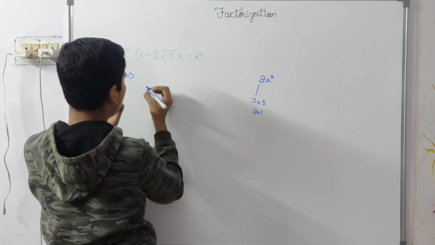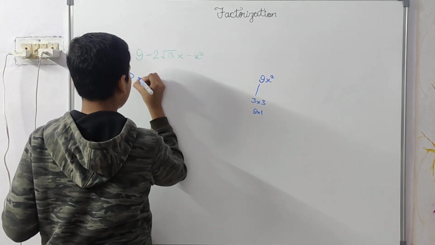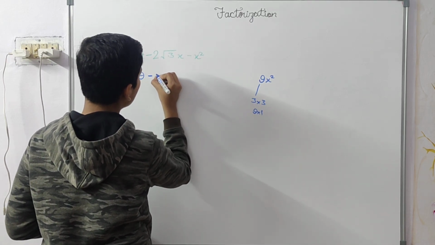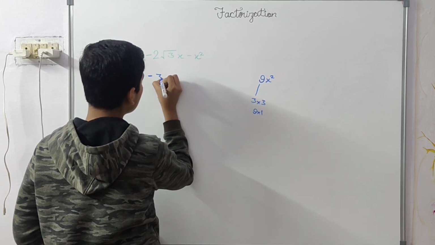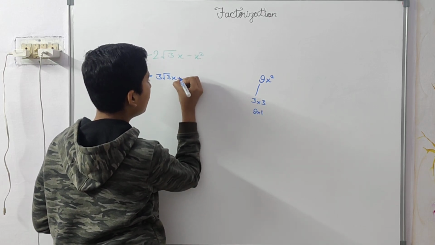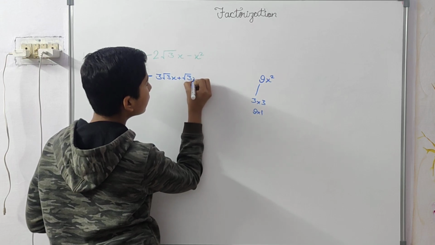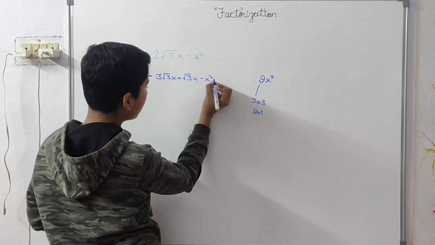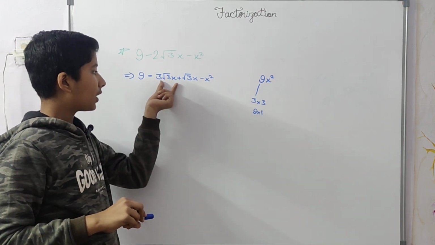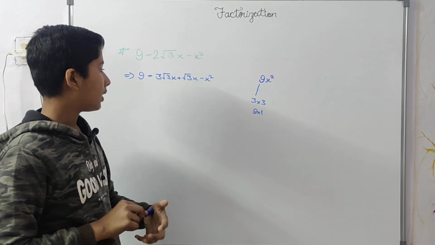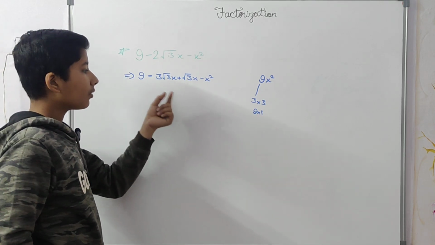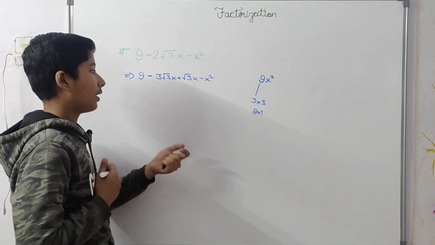So you can write it as 9 minus 3 root 3 x plus root 3 x minus x square. See why I have written this? If you multiply 3 root 3 into root 3, it will be 9x, which is equal to this 9x square.